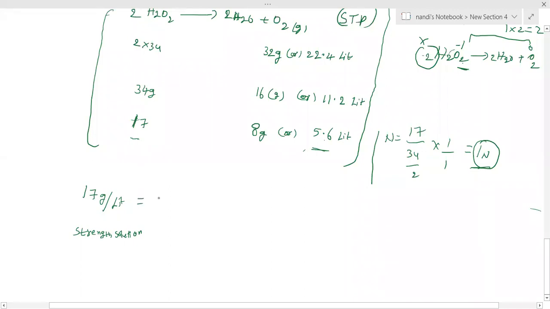Next. What is the normality, sir? 1 normal. What can we say the molarity is, sir? Can I say here 0.5 molarity? There is 17 grams. You can take now molarity. Molarity equals 17 by molecular mass of H2O2, which is 34 grams, into 1 by 1 liter, sir. V liters. How much will we get? 0.5. And what is the oxygen we are getting, sir? 5.6 liters.